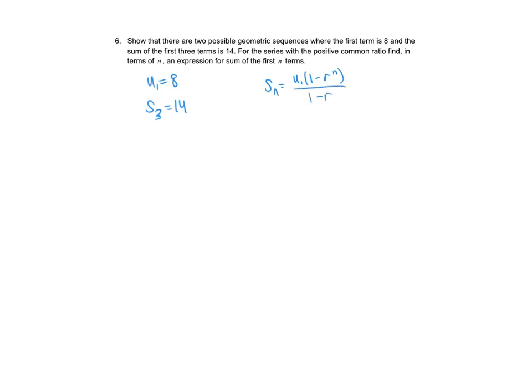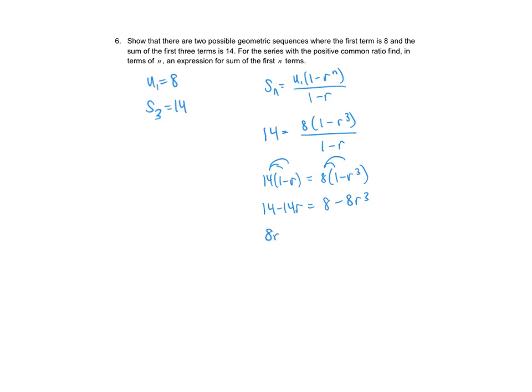We're going to plug in everything we know. When n is 3, Sn is 14, u1 is 8. We don't know what r is. That's what we need to find. So what I would do is multiply the denominator to the other side so that we have no fraction. And I'm going to distribute the 14, and I'm going to distribute the 8. So I have 14 minus 14r equals 8 minus 8r cubed.